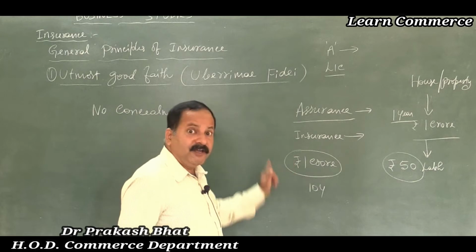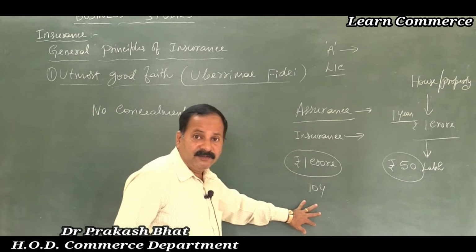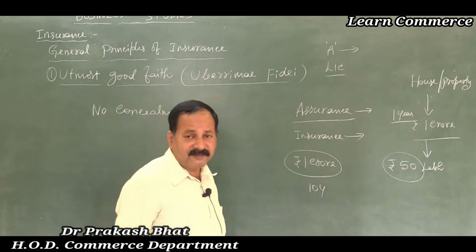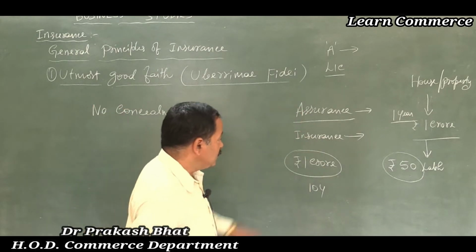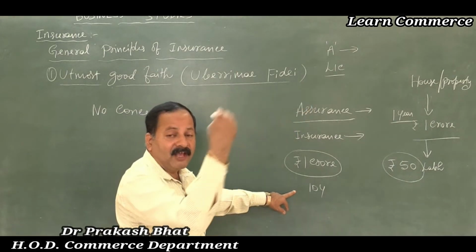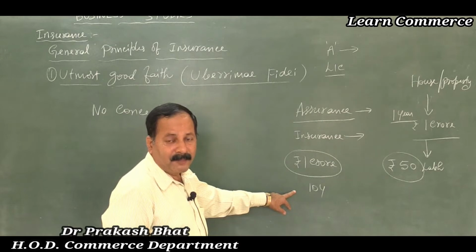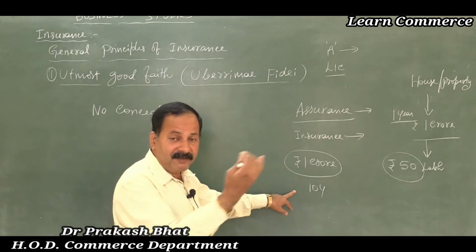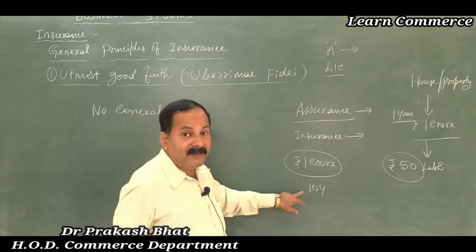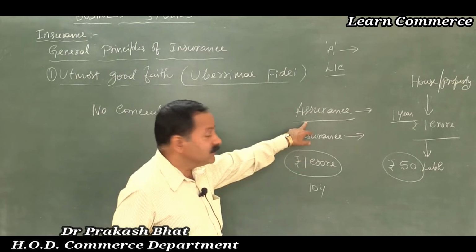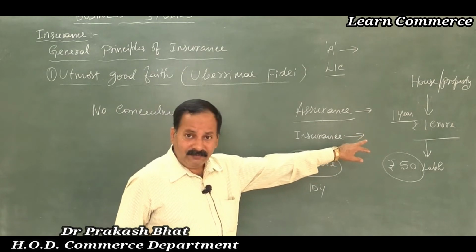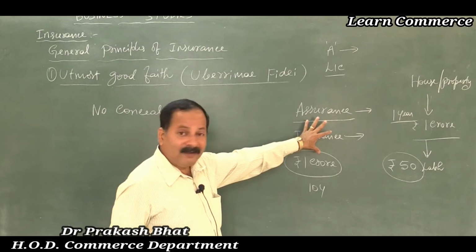If Mr. A is still alive after 10 years, nothing wrong with Mr. A, he is still alive, his health is in very good condition, then Mr. A will get back whatever amount is paid along with the vested bonus. The amount already paid plus bonus will be given to Mr. A. So this is the difference between the contract of life insurance and general insurance. Understood now the difference between general insurance and life insurance?